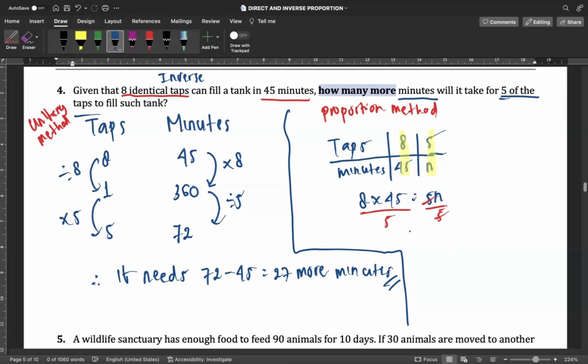Okay, so here we know 8 times 45 over 5. And then we can simplify 5 and 45 to get 9. So from here we know that n equals 8 times 9, which is 72. At the end it is the same: 72 minus 45 equals 27.